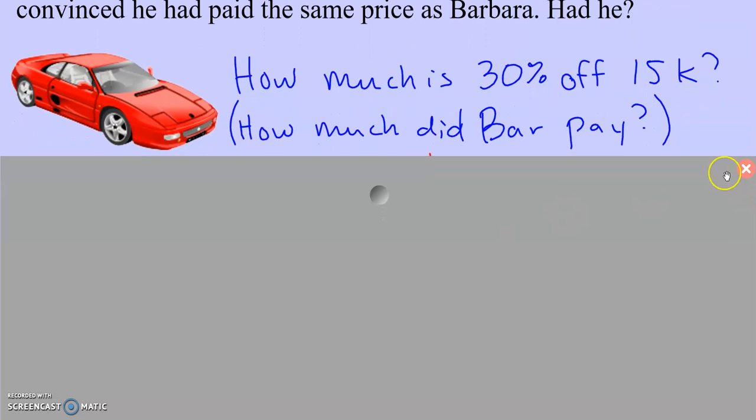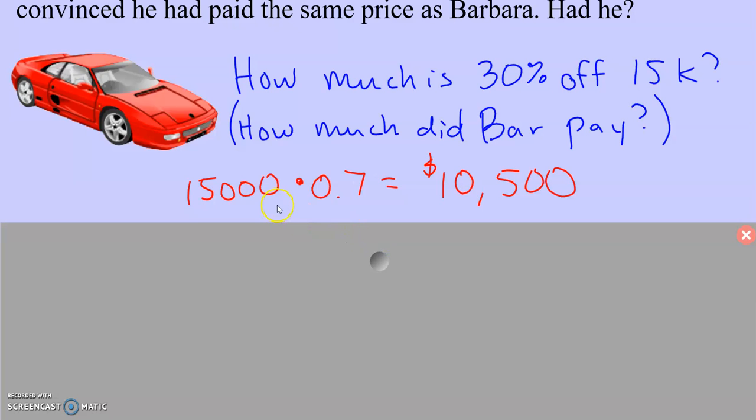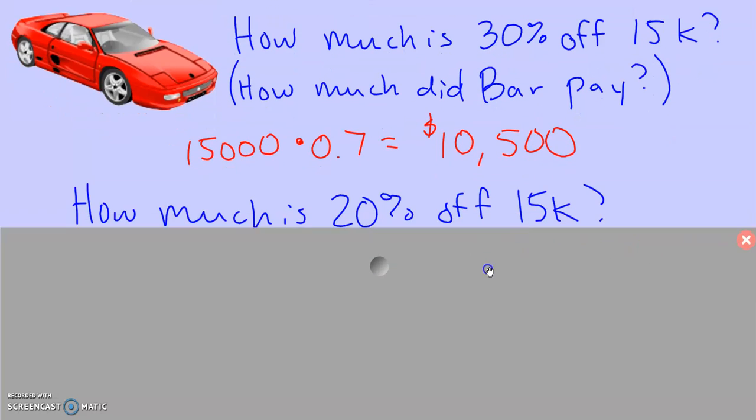How much is 30% off 15,000? Another way to ask that same question is, how much did Barbara pay? And here's my work for that. So if it's 30% off, that means she paid 70% of the original price. 15,000 times 0.7 is 10,500. So that's how much Barbara paid.